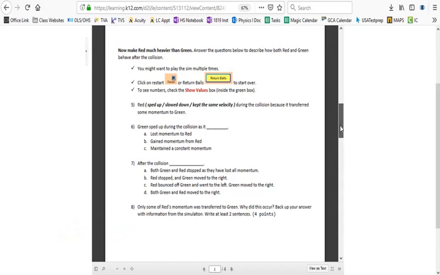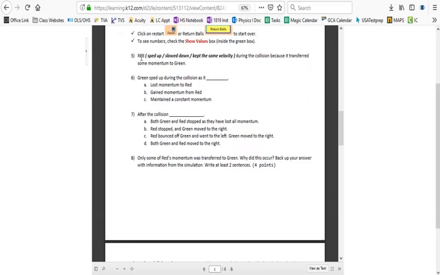Number 5. Red sped up, slowed down, kept the same velocity during the collision because it transferred some momentum to green. When we get to the essay, you should think about this sentence, right? Well, what happened to red? This massive semi-truck hitting a small car. What happened? Look at the momentum vector.